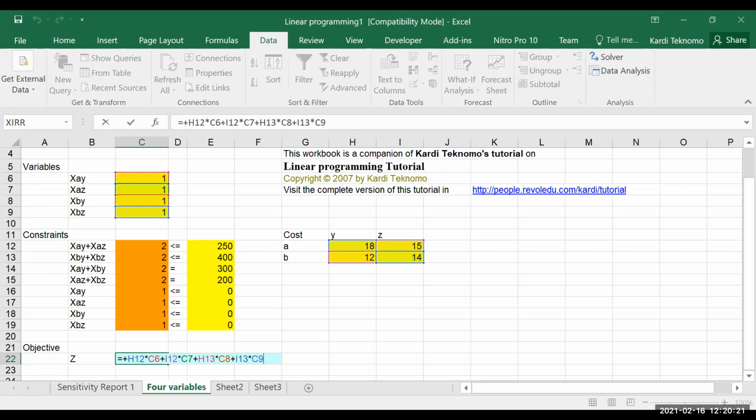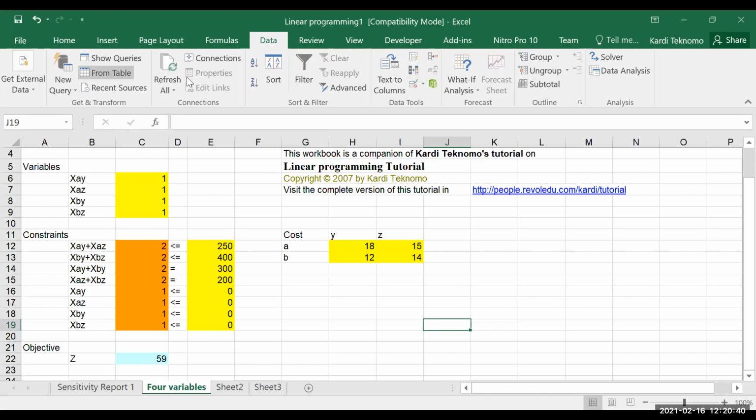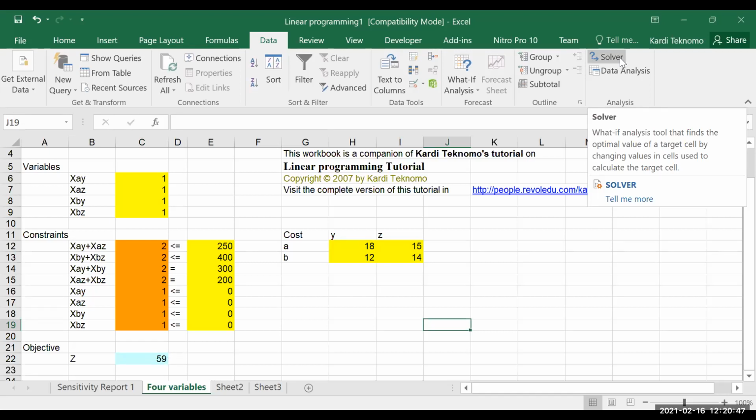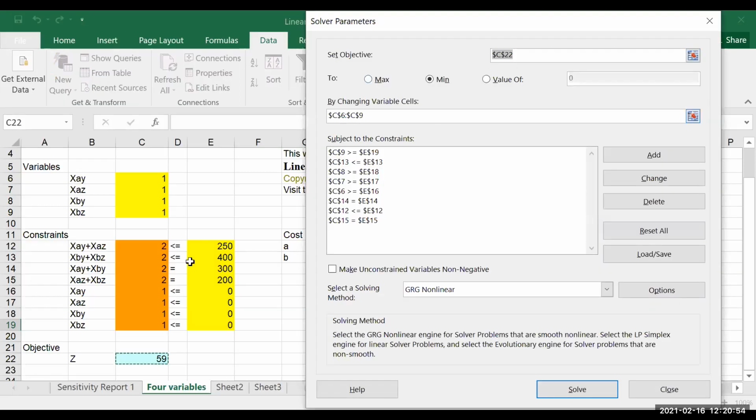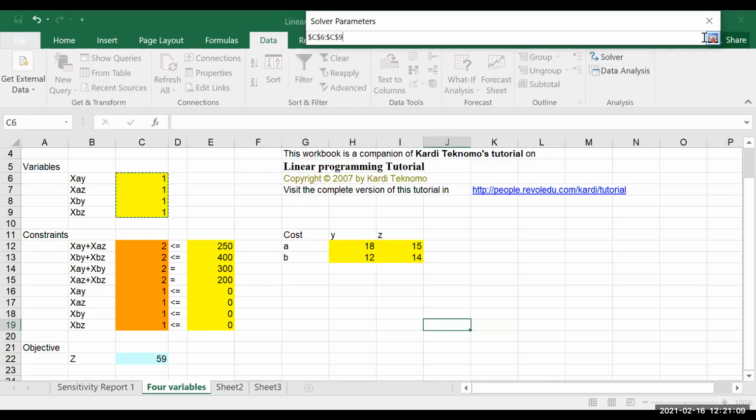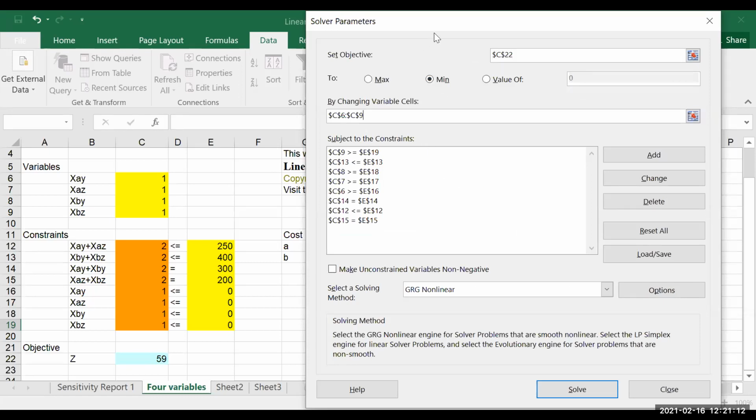Are you done? Not yet. Okay. You make it first because otherwise we cannot solve this. Do you have the answer? You need to have a solver here. Do you have solver? Yes, I do have solver. Then if you have solver, you put the solver parameter. Set objective is the objective function, which is C22 in my case. I want to minimize, and then by changing the variables, what variables in this case are the decision variables, right? This one. And then you type all the constraints.